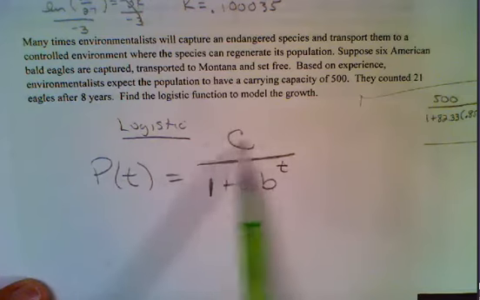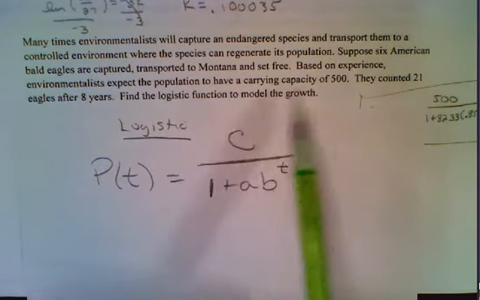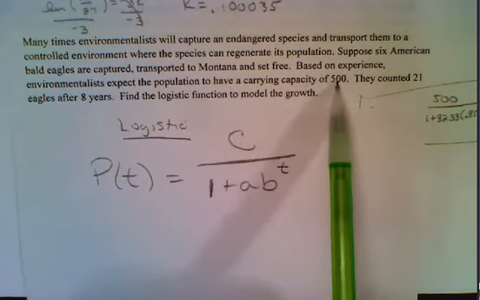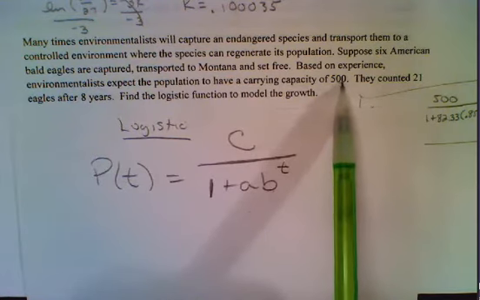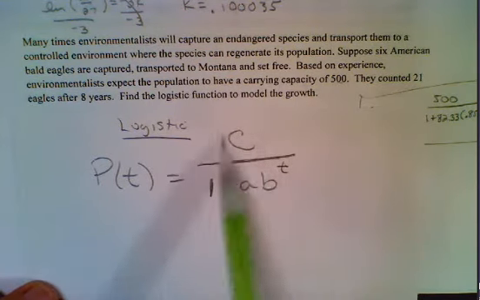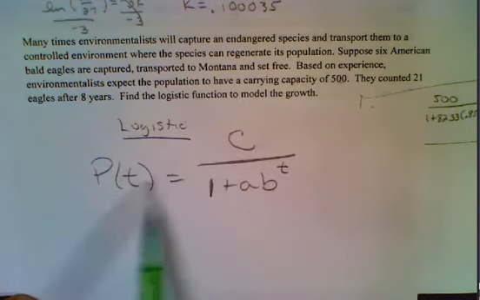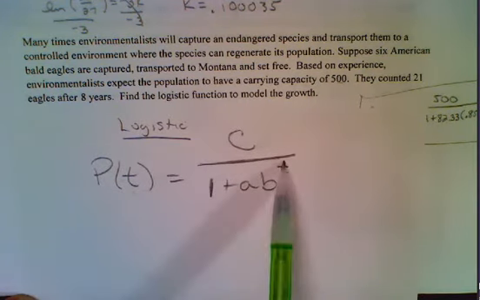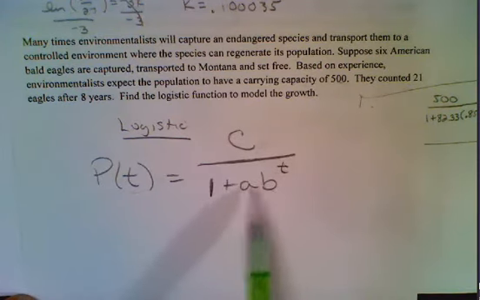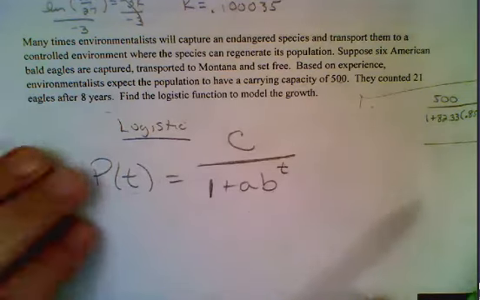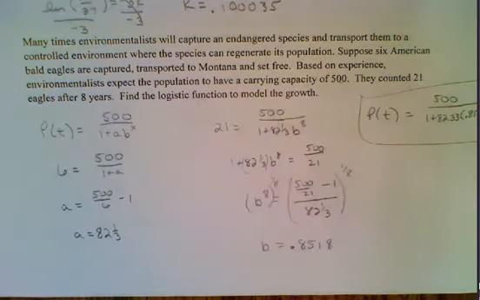They first have to give you C. They either have to tell you carrying capacity, limit of growth, something, and so that limit is 500. So that's going to go in for C. They have to give you the initial amount. So if you put in the initial population and put in T is 0 at time 0, you'll get B to the 0, which is 1, so you'll be able to solve for A.